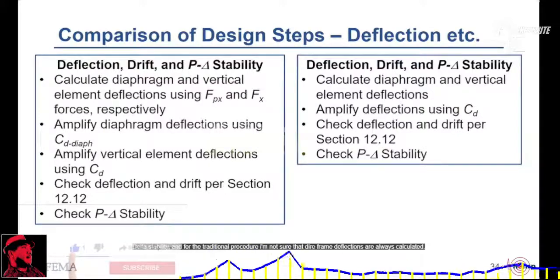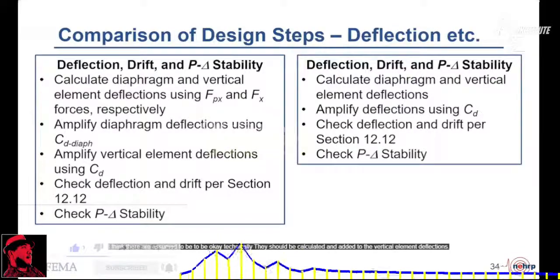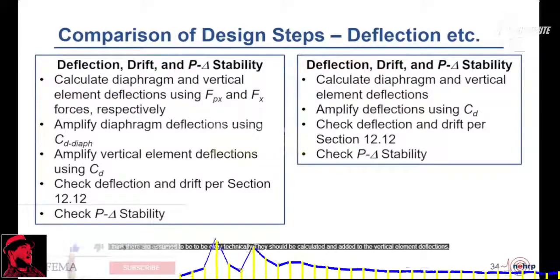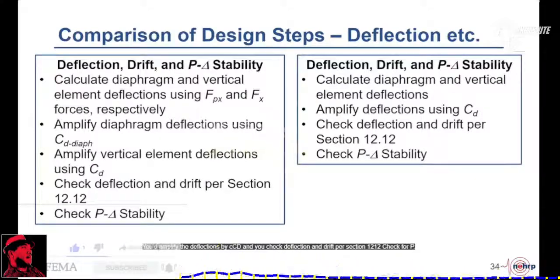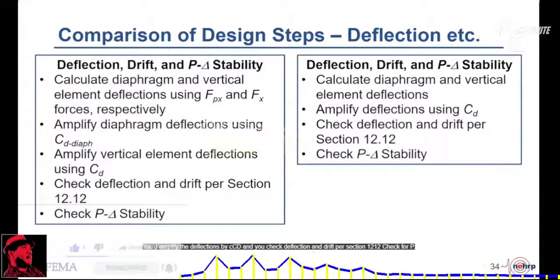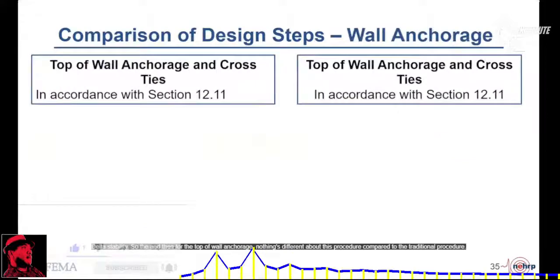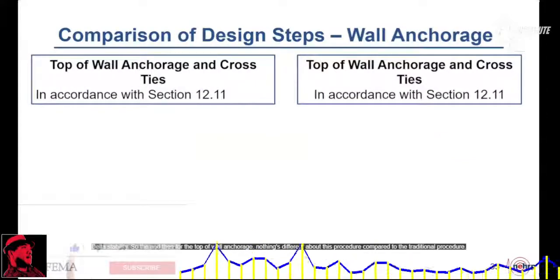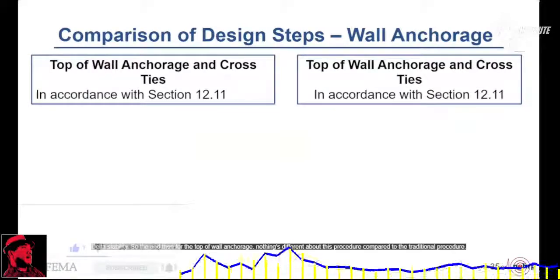And for the traditional procedure, I'm not sure that diaphragm deflections are always calculated. I think they're assumed to be okay. Technically, they should be calculated and added to the vertical element deflections. You'd amplify the deflections by C sub D, and you check deflection and drift per section 12.12, and check for P delta stability.